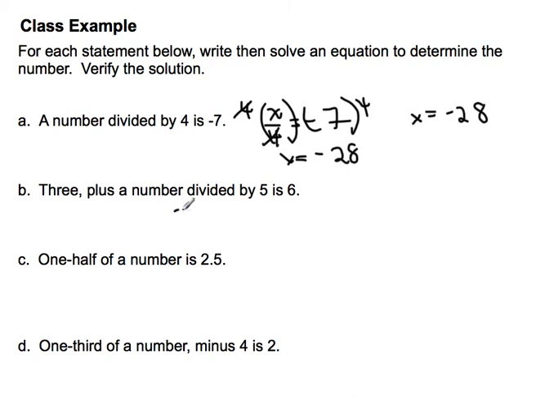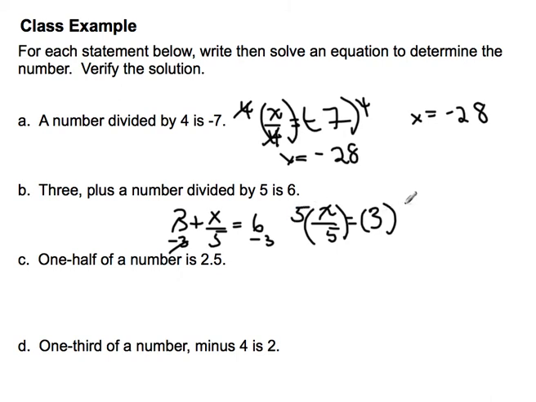Here is 3 plus a number divided by 5 is 6. Means always equals. So here you're going to zero out the 3. You have x over 5 is equal to 3, because those two zero out. You're going to multiply both sides by 5. I didn't leave myself much room to do this. My apologies. And you get x is equal to 15.